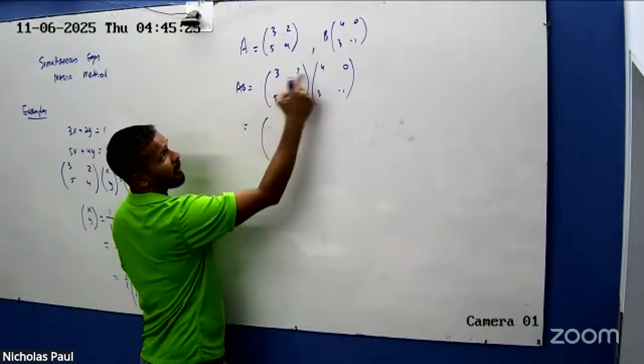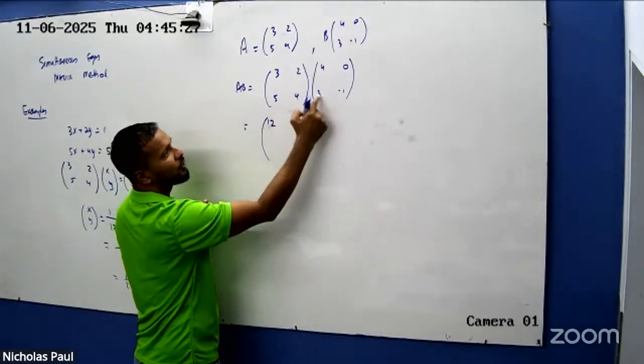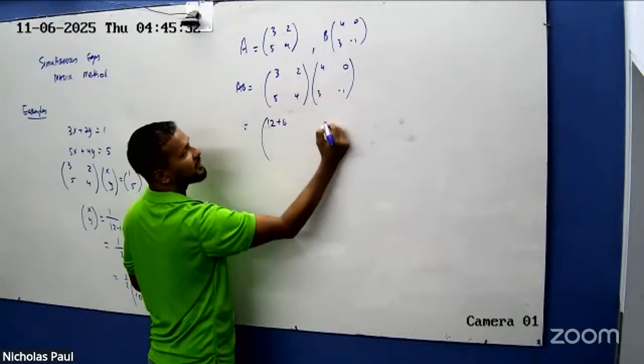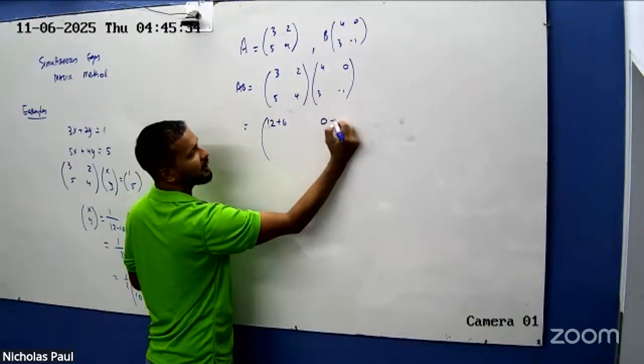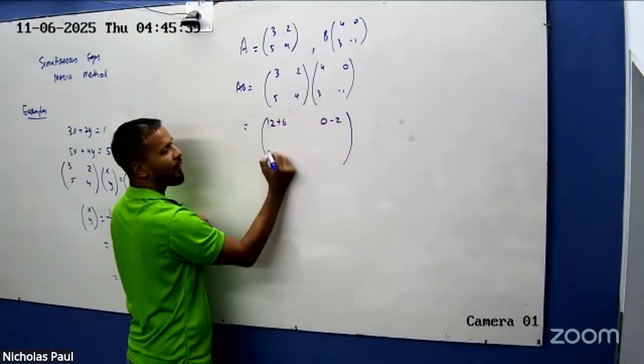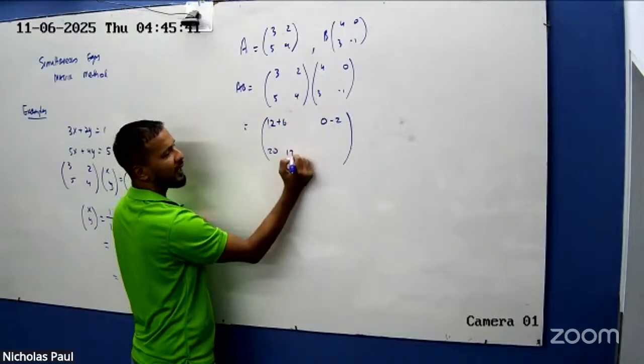So you multiply 3 by 4, that's 12. 2 by 3, that's 6. Then row by column again. 3 by 0 is 0. 2 by minus 1 is minus 2. Row by column again. 5 by 4, that's 20. 4 by 3, that's 12.